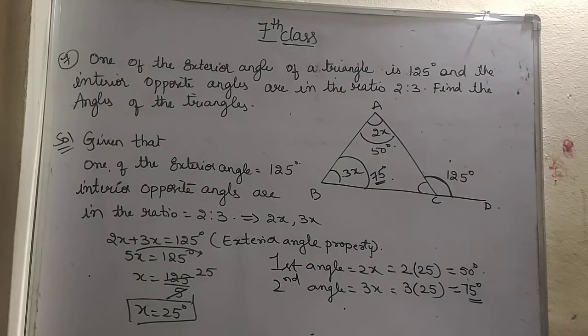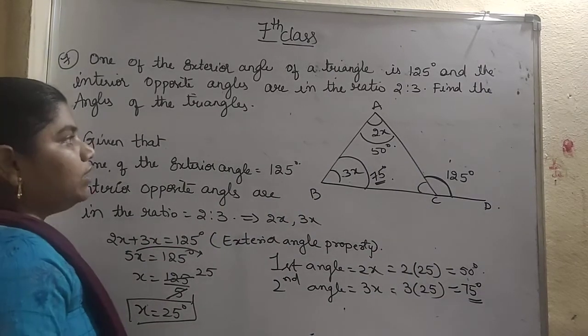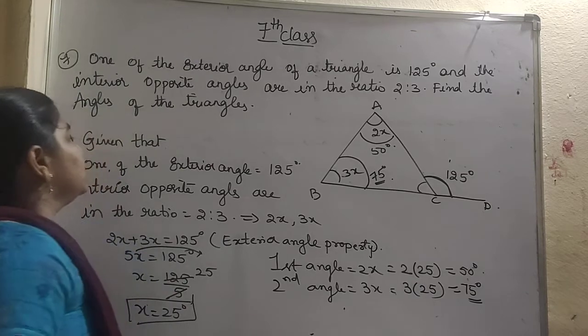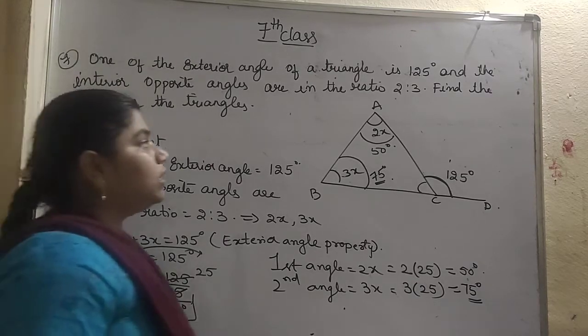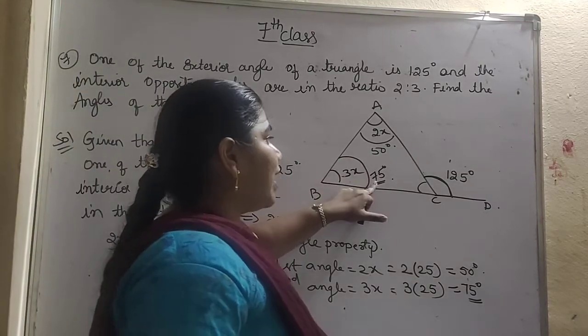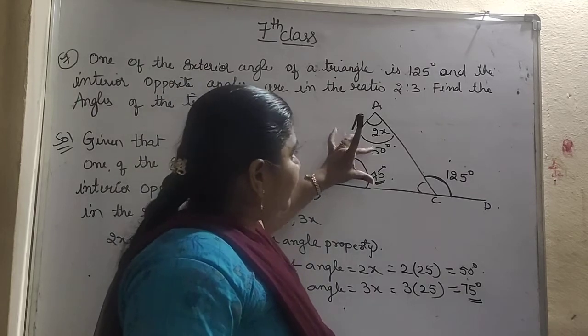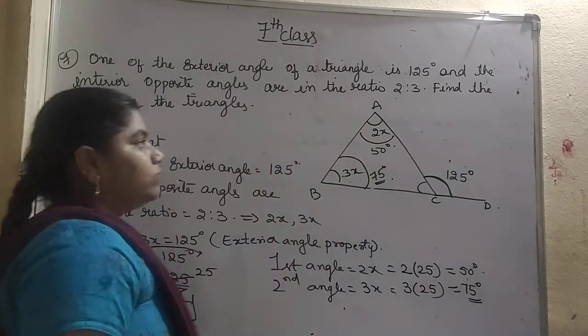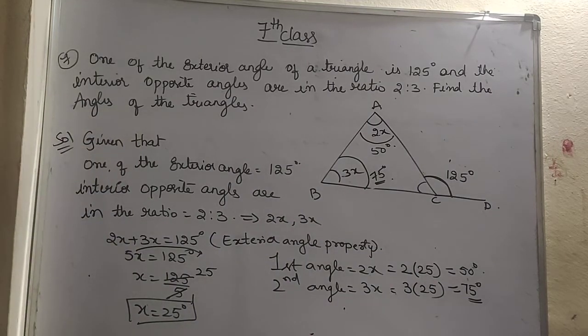degrees. So this is our seventh solution. So one of the exterior angles of a triangle is 125 and the interior opposite angles are in ratio 2:3. Find the angles of the triangle. So what are the angles here? One angle is 50, other angle is 75. So if you add this 50 and 75, that will be equal to 125. So this is our seventh solution.